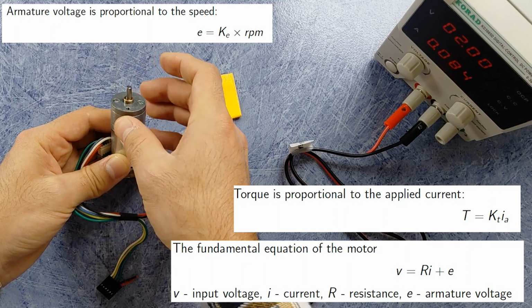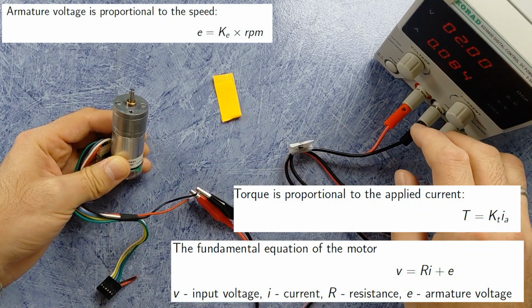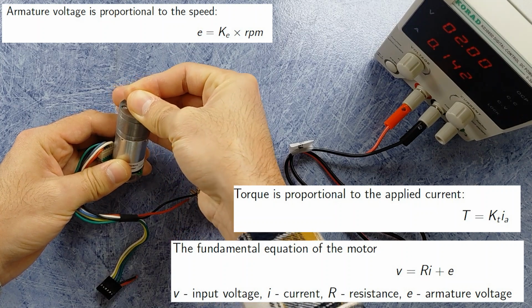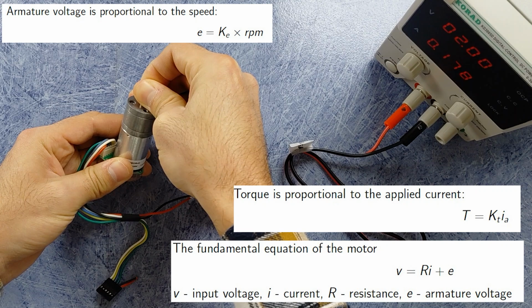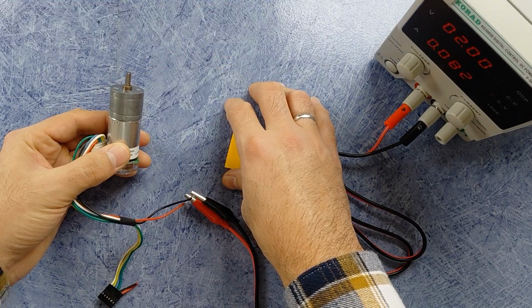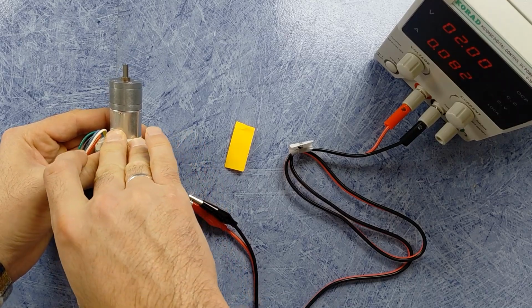So right now there's a minimal load, that's why the current is also minimal, but once I set the load, it started increasing. This is what I wanted to explain to you. Next, we are going to drive the motor using a PWM signal.